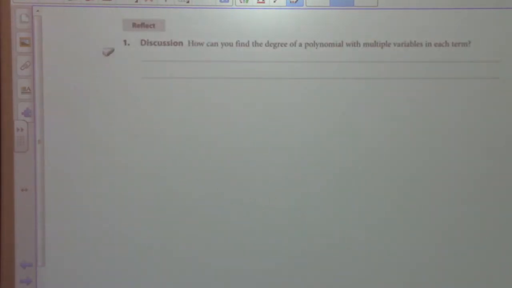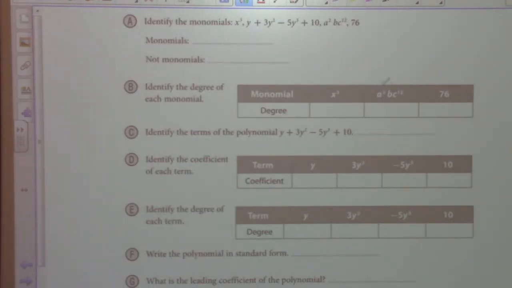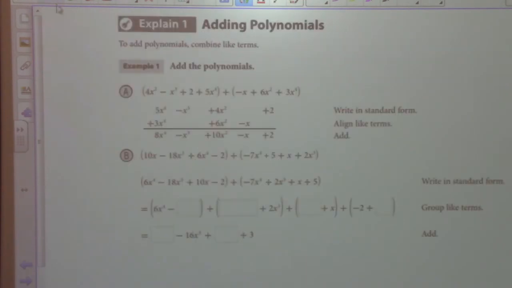All right. How can you find the degree of a polynomial with multiple variables in each term? This question was really answered by what Marcus was telling us a little while ago when he made this one right here, a degree of 15. Anyway, the first thing we're going to talk about is adding and subtracting polynomials before we get to our exercises.